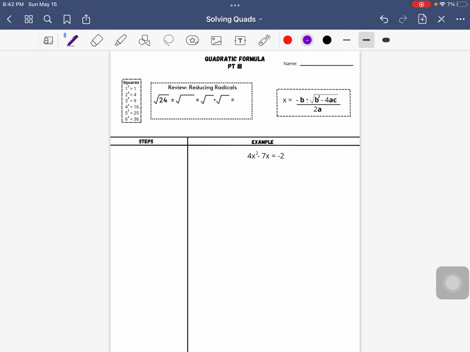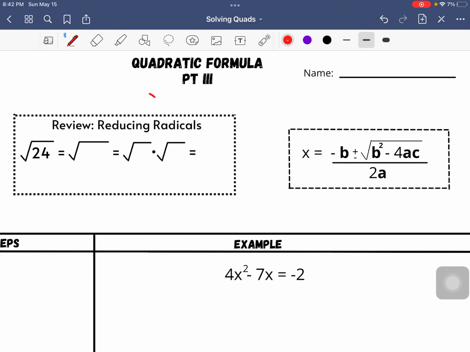So with part 3, by the way, have this worksheet in front of you, we're going to be looking at irrational solutions, okay? So I'm going to put you right here. Irrational solutions.